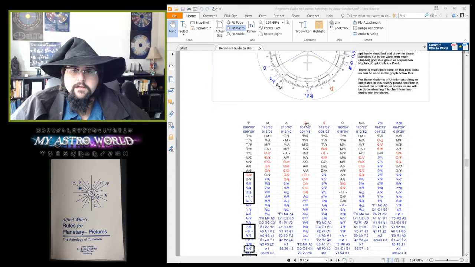The sun is going to be your physical body, connection to the physical world. Moon is emotional connection, emotional experiences. The node is your relations to other people.